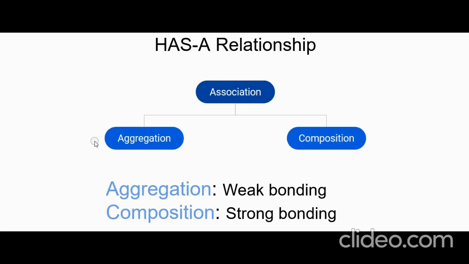It has two types, aggregation and composition. What is aggregation and what is composition? Aggregation means weak bonding. Composition means strong bonding. Getting me or not? Aggregation is weak bonding, it means we can work without this. And composition means strong bonding, we cannot work without this.